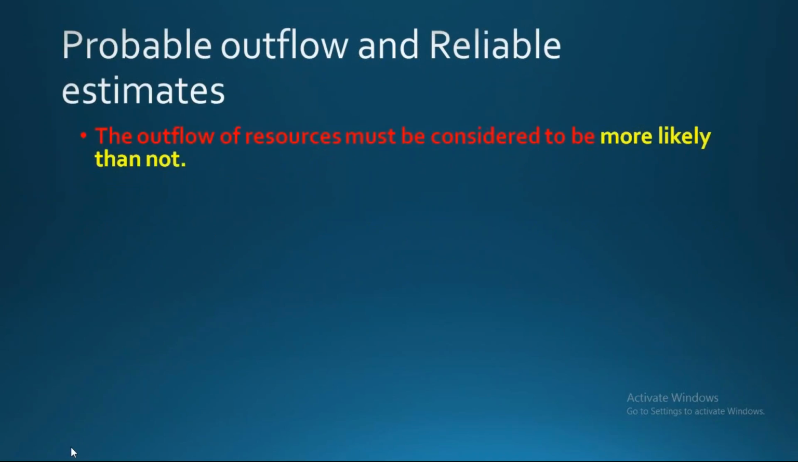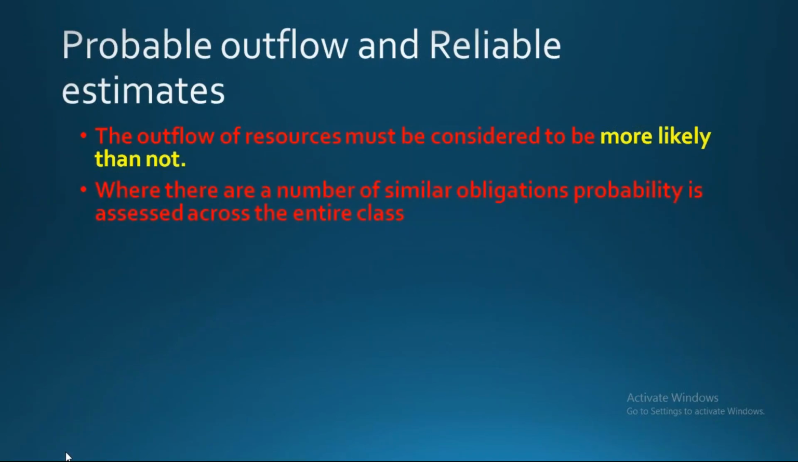Probable economic outflow means it has to be more likely than not. More likely than not means more than a 50% chance of being paid. There may be situations with a particular class, for example, you might find 10 employees have filed action against your company, and there is one person with a 60% probability, a second person 30% probability, a fourth person 20% probability.